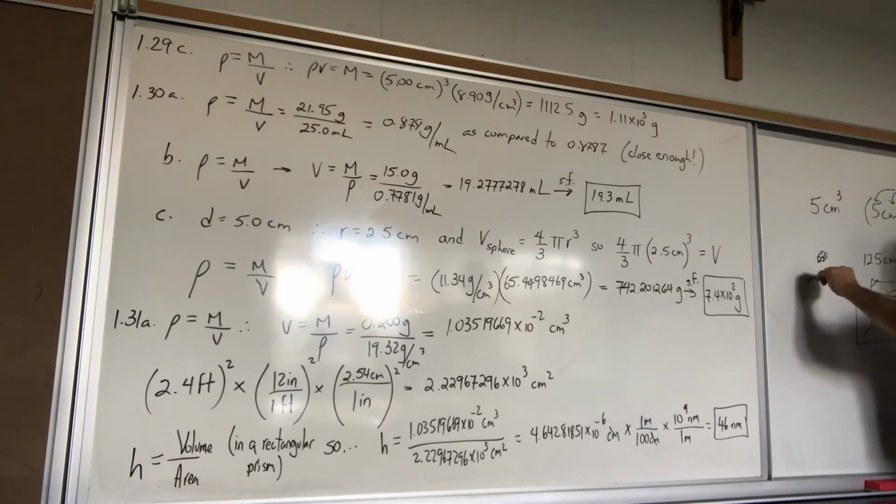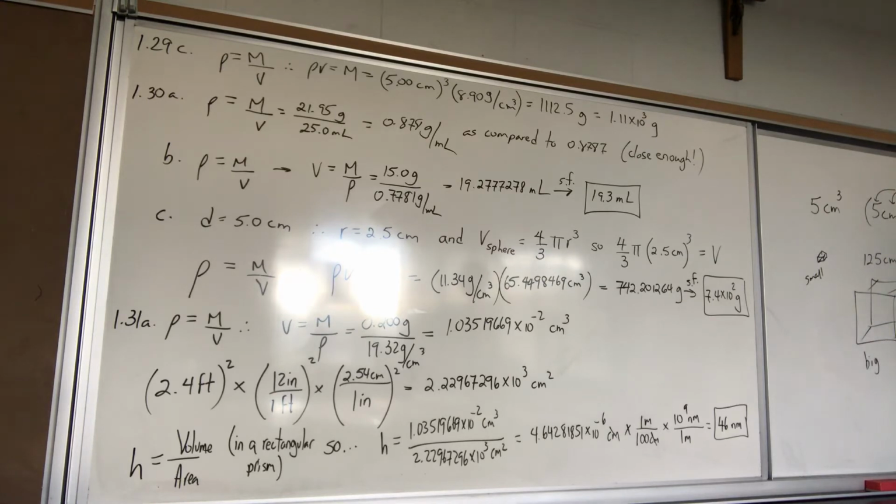This is a small cube. This is big. And this is 125 centimeters. So it's a big line. That's the difference. All right? So where you put your power makes a big difference.